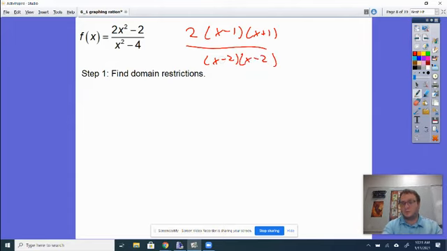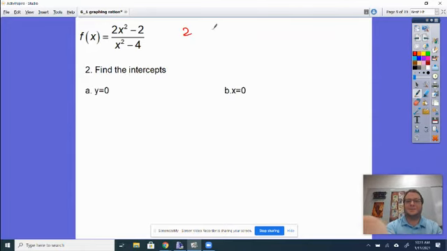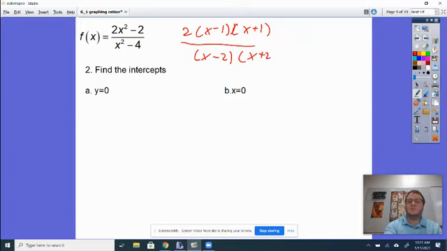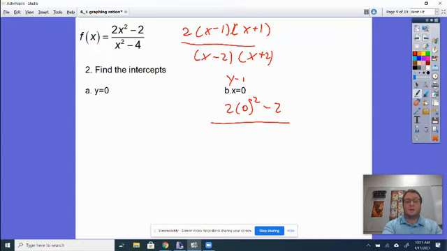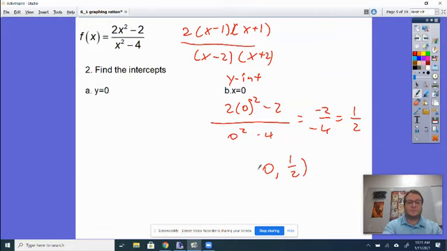Oops, I just realized I did that. Hold up. I need to do that here. Sorry. 2, x minus 1, x plus 1, x minus 2, x plus 2. Okay, so again, this one's the easy one. I'm just going to plug in 0. 2 times 0 squared minus 2 over 0 squared minus 4. This is for the y-intercept, sorry. It's going to be negative 2 over negative 4, or 1 over 2. So my y-intercept is at 0, 1/2.